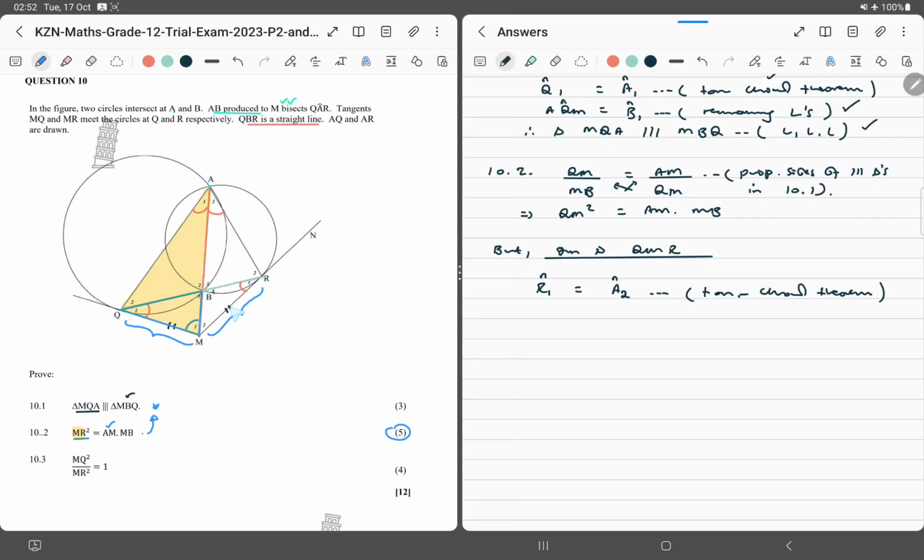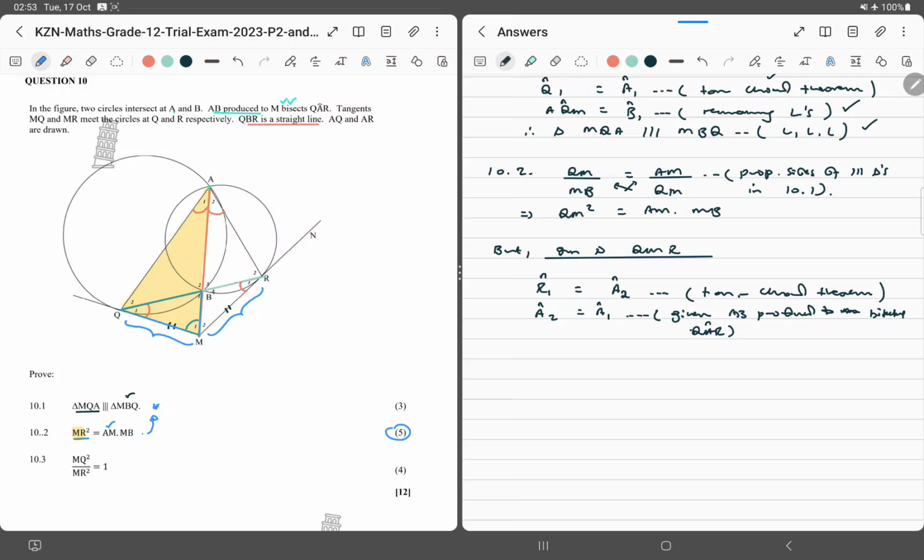Anyway, why are we doing all of this shenanigan? It's only because we know that A2 is also equal to A1. That was given. It was given that AB produced to M bisects QAR. So state all of those things.